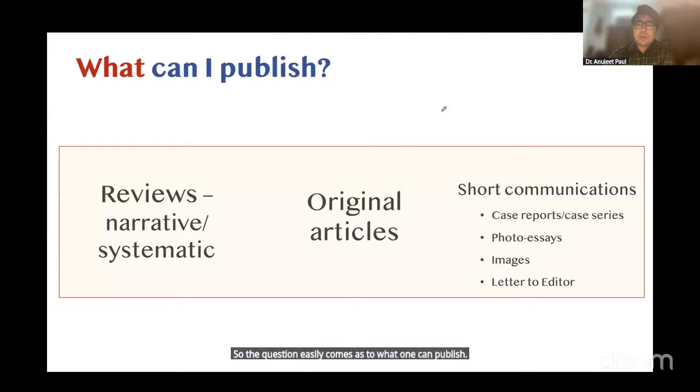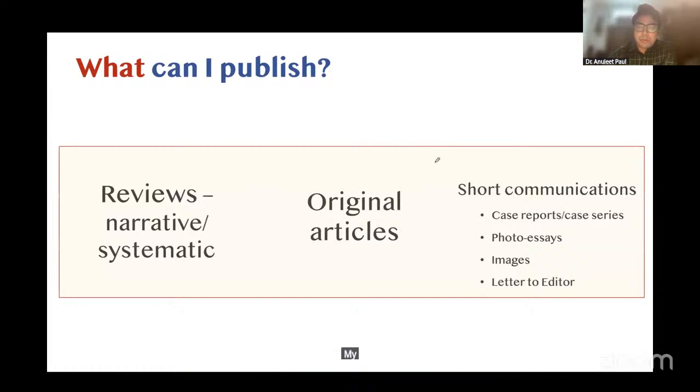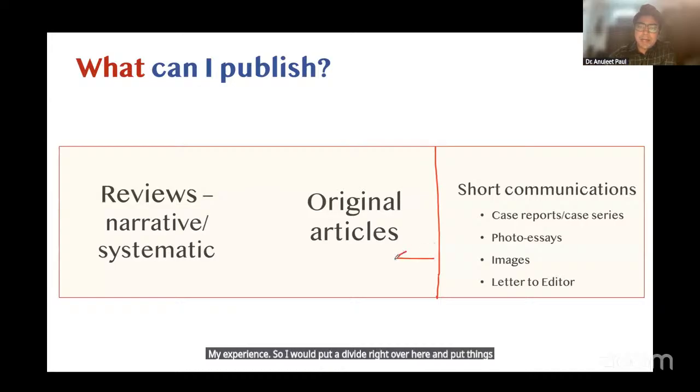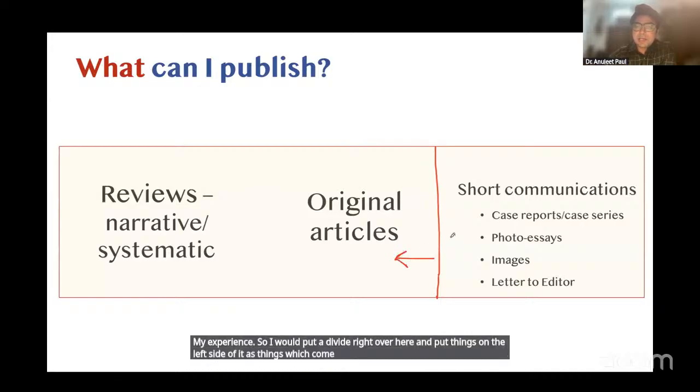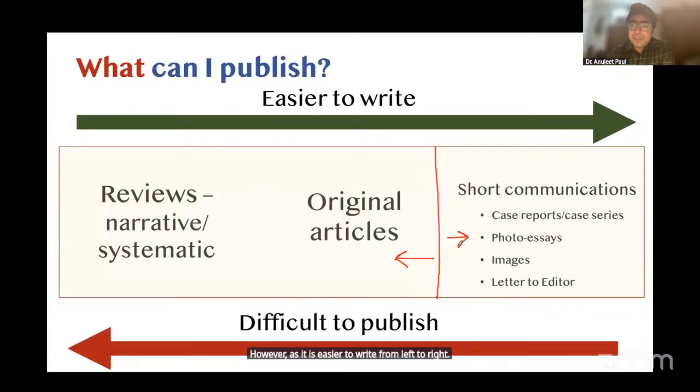If I was in your place, it's very important for me to know what is within the scope of publishing and what is outside the scope, depending upon number one, my resources, and number two, my experience. So I would put a divide right over here and put things on the left side of it as things which come under the difficult category, and on the right side of it as things which come under the easy category. However, as it is easier to write from left to right, it becomes more difficult to publish from right to left. What do I mean by that?